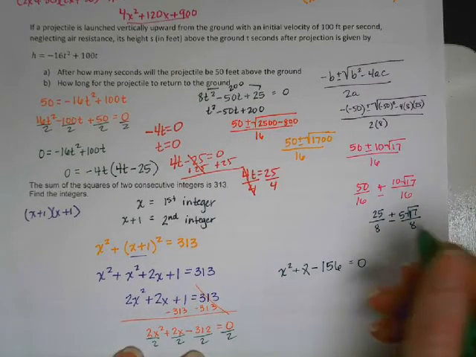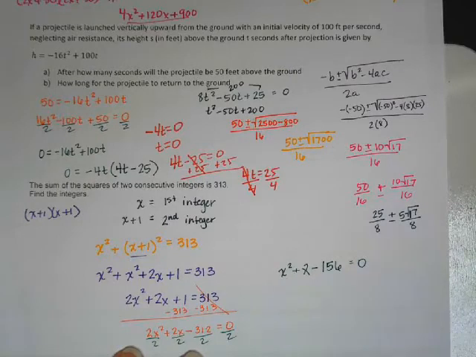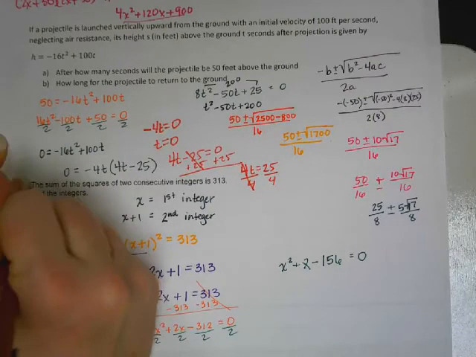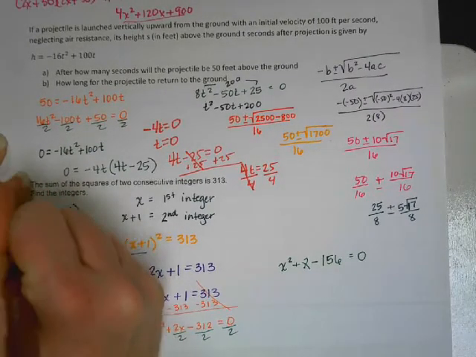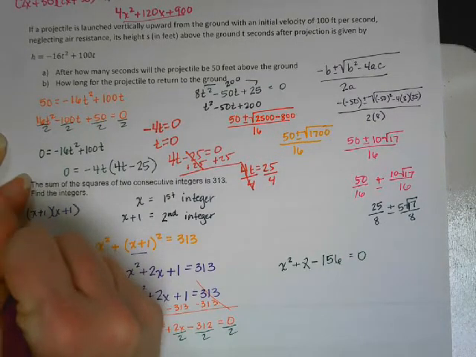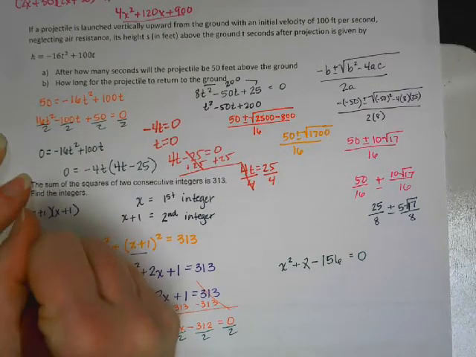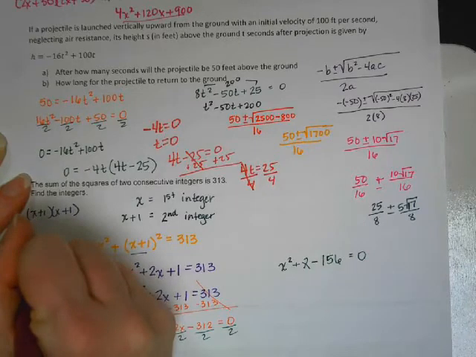Okay, so now I am looking for factors of 156 that would combine to give me positive 1. I don't know my factors of 156 right off the top of my head. So when you don't know them, we're going to use a factor sum chart, and we'll just start going through. So 1 and 156, that won't work. 2 and 78, 3 and 52.